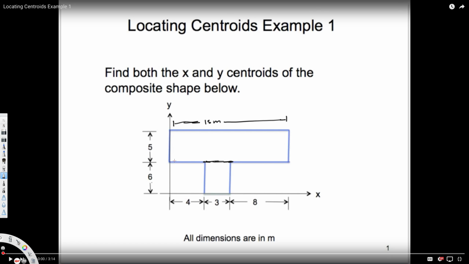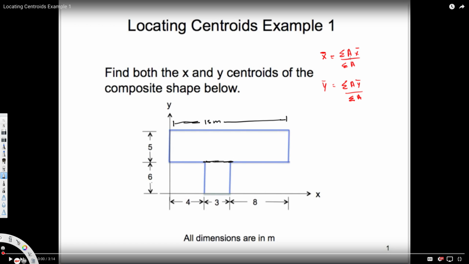Before I do that, I have to know the equation to find the centroid. The equation to find x bar, the x component of the centroid, is sigma A x bar over sigma A. To find the y component of the centroid, we use the formula sigma A y bar over sigma A. So these are the two things we have to remember.